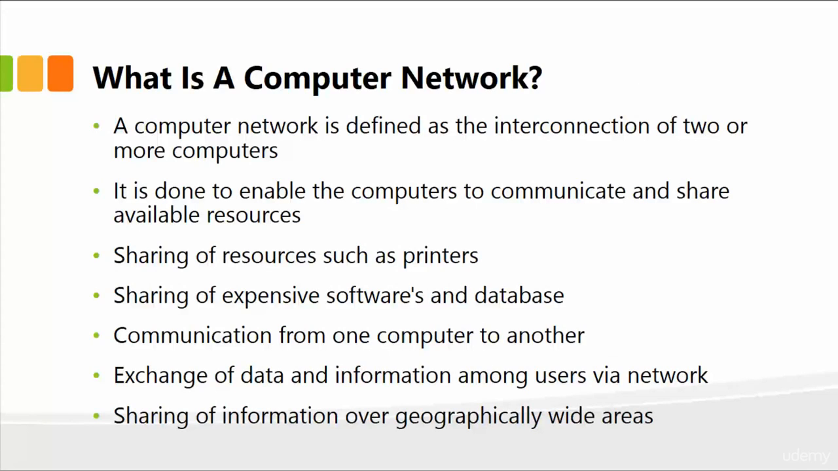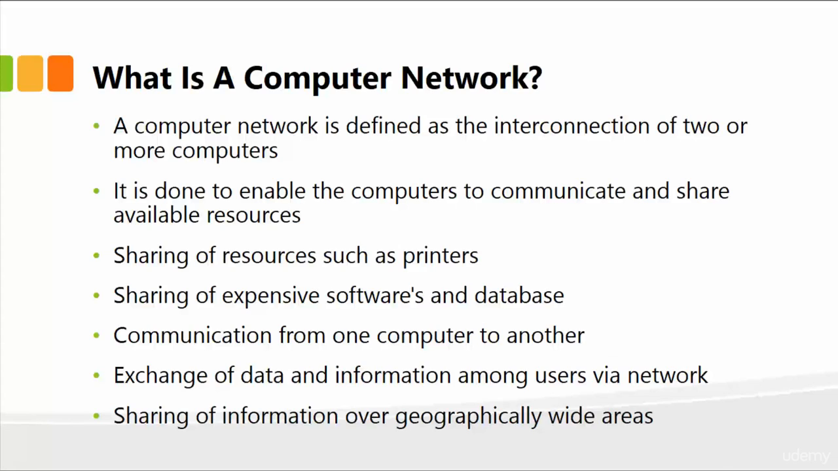Now this could be other devices as well. Nowadays we have mobile devices, we have wireless computing, for example, and so on. But just the very basics is the fact that a computer network is defined as the interconnection of two or more computers, and these computers can be connected through any medium, so physical cables or wireless and so on. It is done to enable the computers to communicate and share available resources.